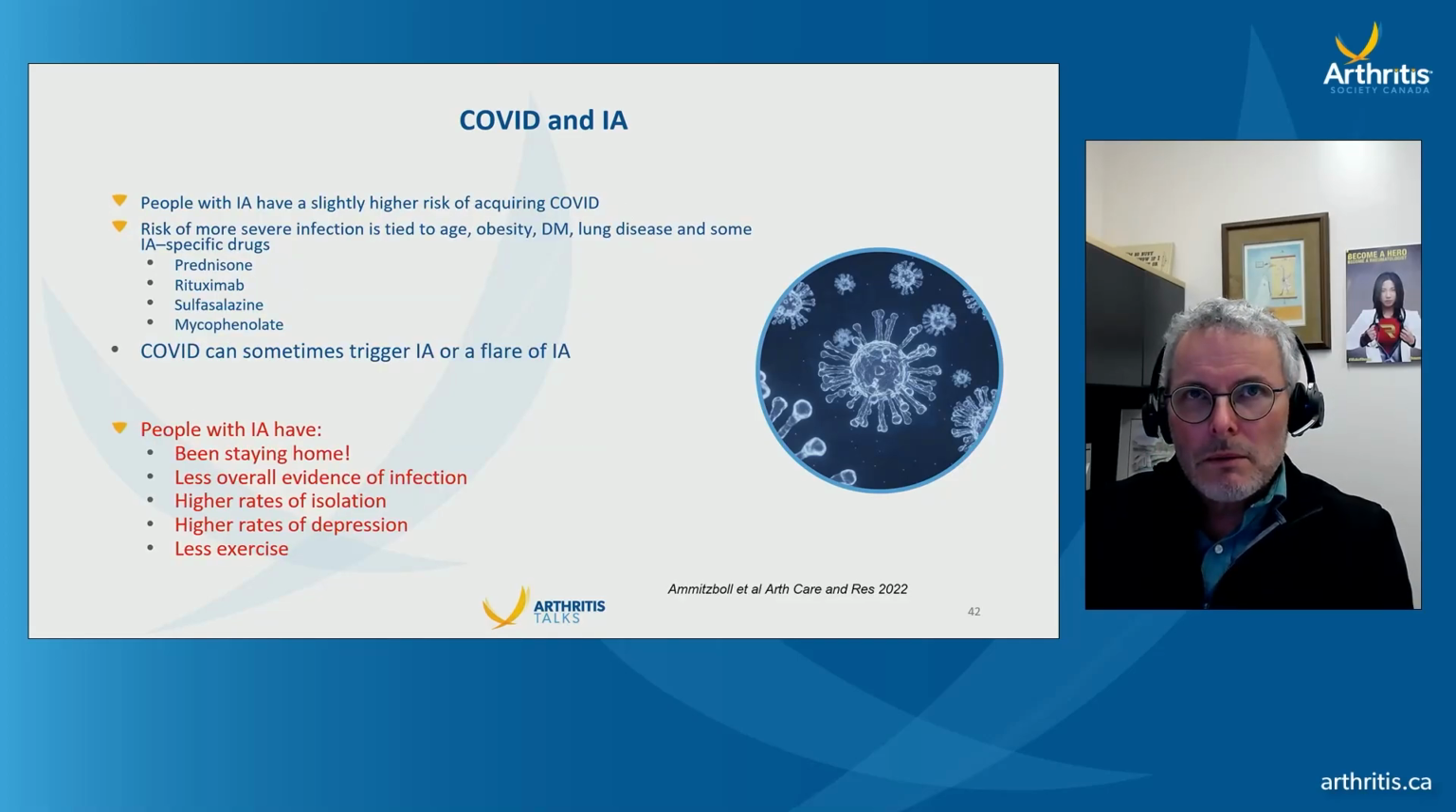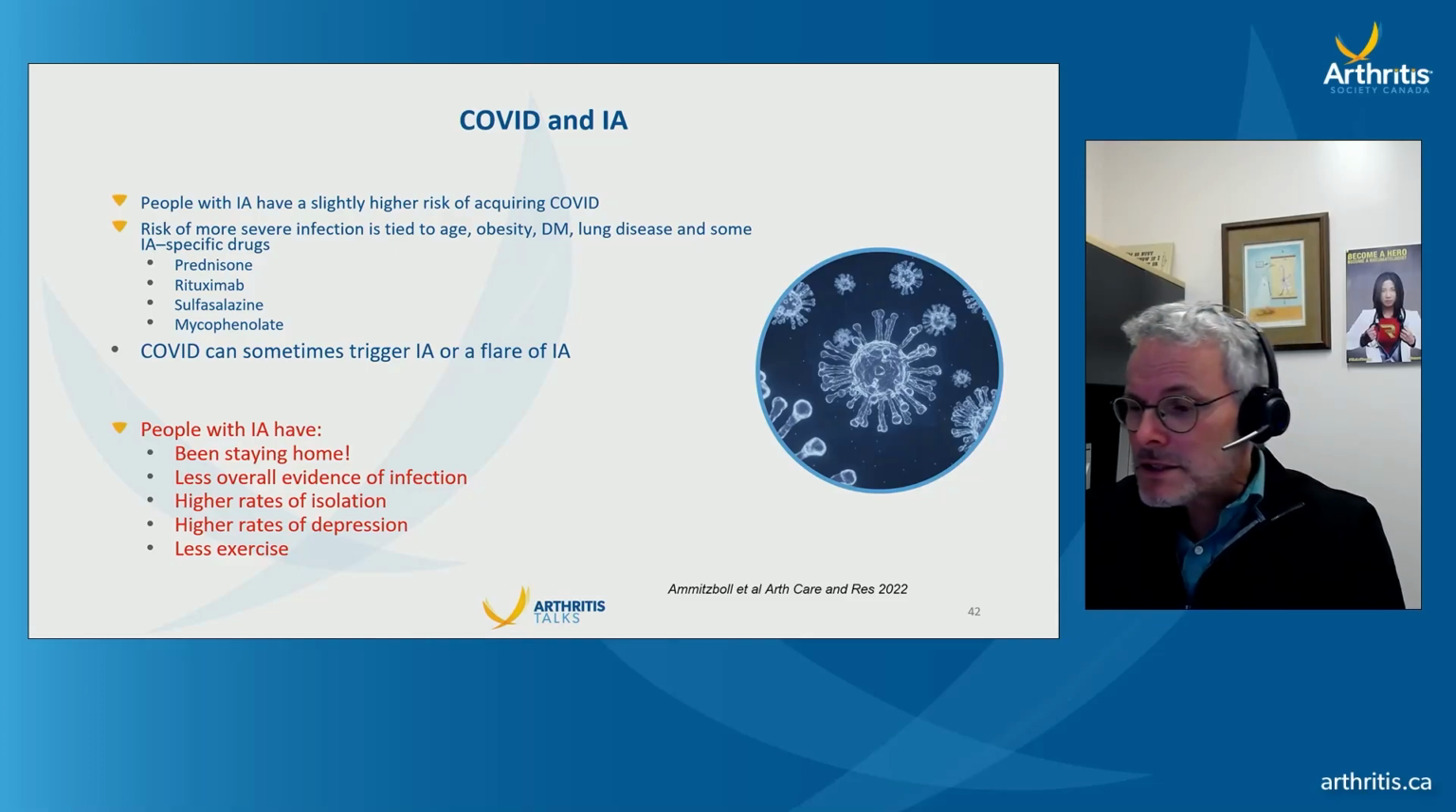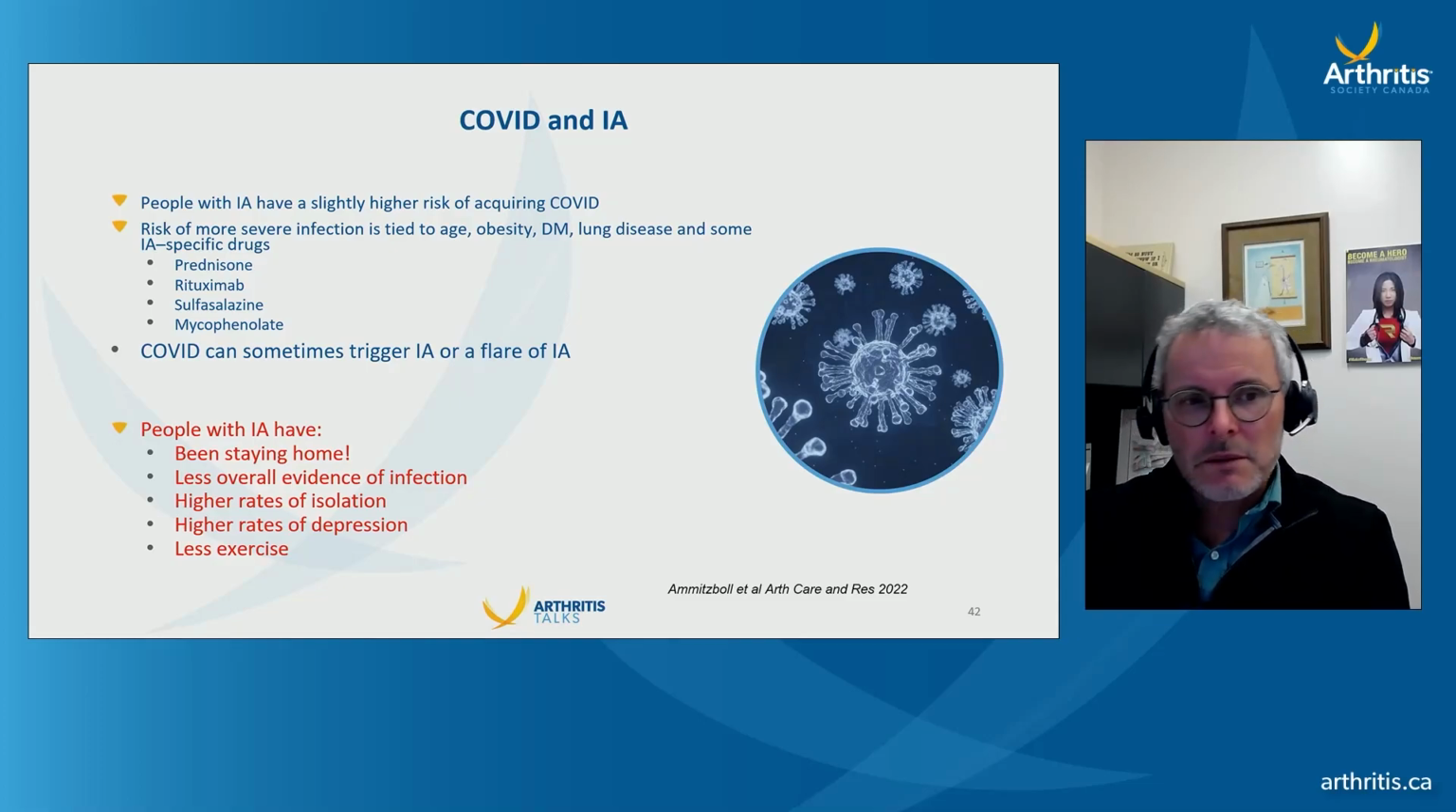And so what we now know 3 years out is that people with inflammatory arthritis got this message, and they were very good at keeping their masks on and washing their hands and staying away from sick people. And so they've been staying home. And when we look at blood samples from patients who have rheumatoid arthritis and compare them to the general population, overall, there's less COVID-19 infection in patients who have rheumatoid arthritis and other inflammatory arthritis than there is in the general population. But that's come at a cost.